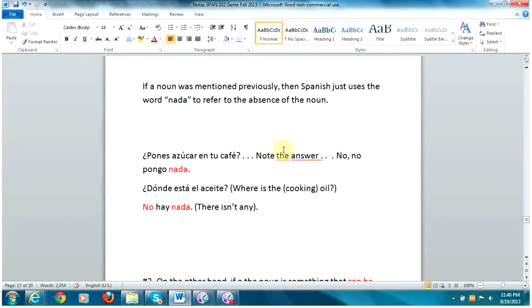¿Dónde está el aceite? Where's the cooking oil? No hay nada. So in those sentences, I did not repeat the word azúcar in the answer. Now that I repeat the word aceite, those are previously mentioned nouns, but when I give an answer, I leave the noun out, and I can just use nada.